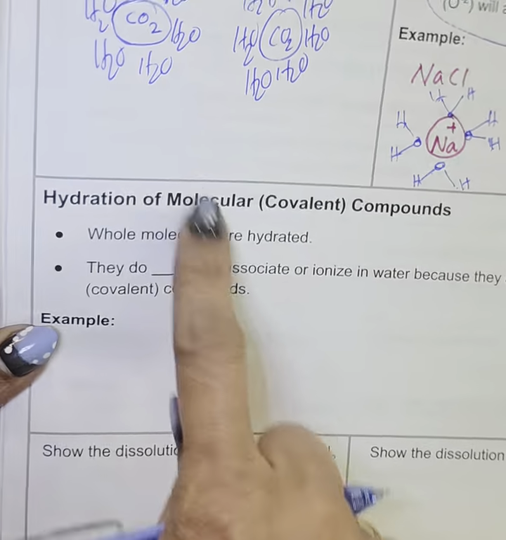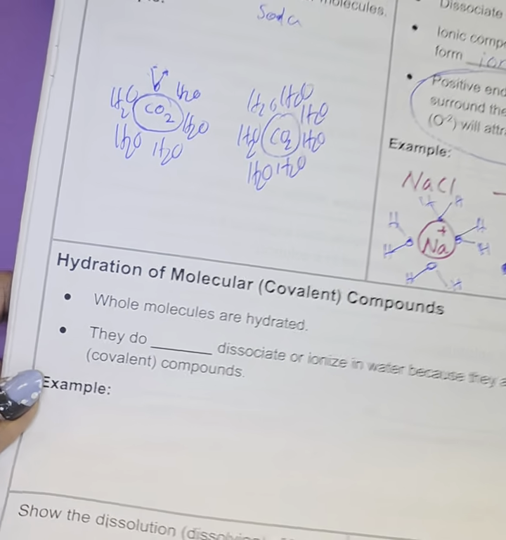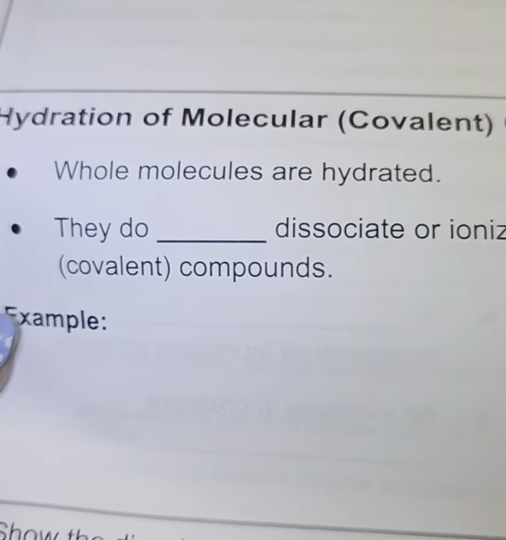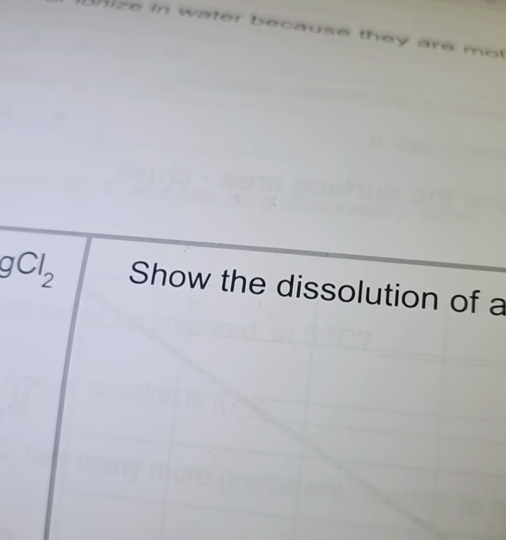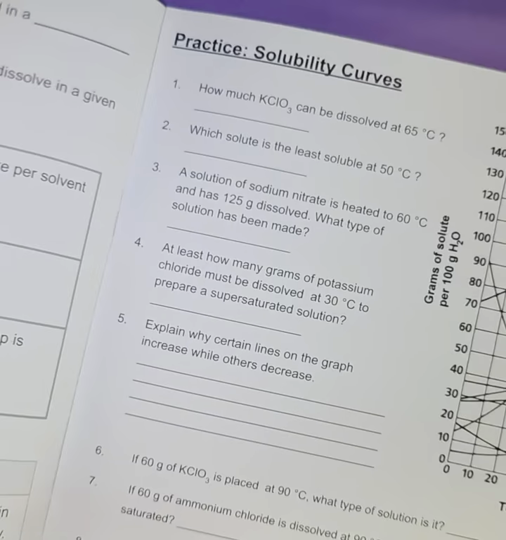Okay, this is the same thing. Covalent molecules are hydrated, they will not separate, and there are two examples you have to draw. This is ionic and this is ionic and this one is covalent. Okay, figure it out. Next page.